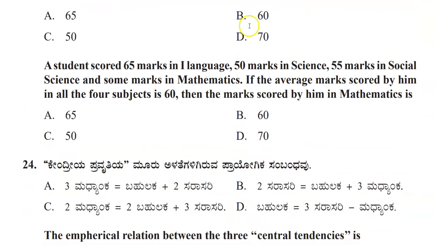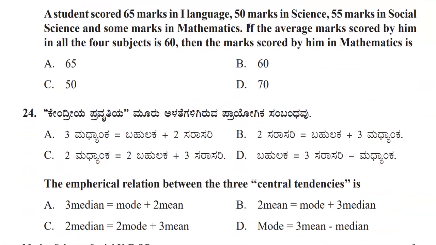Question number 23. A student scored 65 marks in first language, 50 marks in science, 55 marks in social science and some marks in mathematics. If the average marks scored by him in all the 4 subjects is 60, then the marks scored by him in mathematics is. The correct answer is option D, 70.